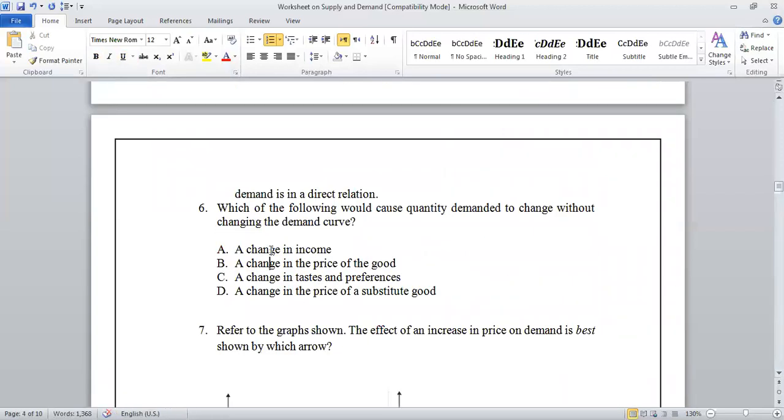Number 6, which of the following would cause quantity demanded to change without changing the demand curve? Quantity demanded. As soon as I see quantity demanded, I know that this is a change in price or a change in the factors that shift demand. This is a change in price. If you remember, we said that a change in price is the only factor that causes a movement or a change in quantity demanded.